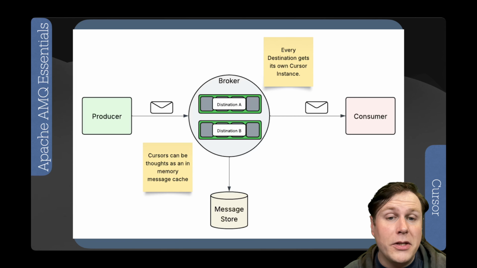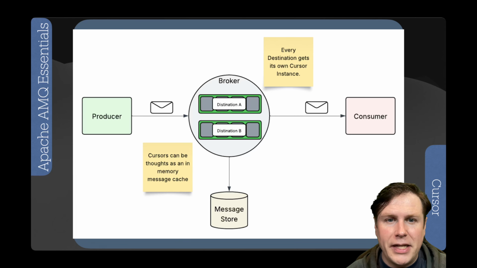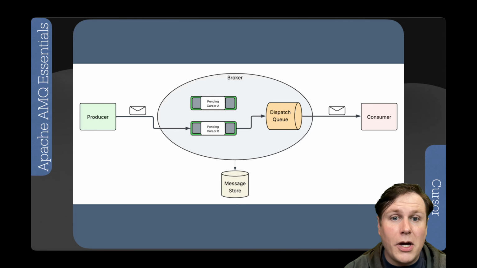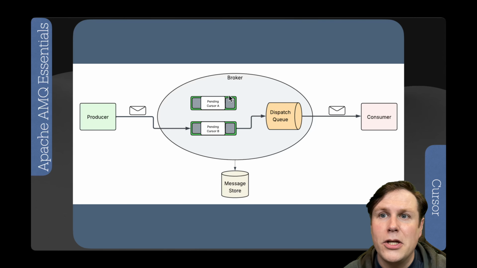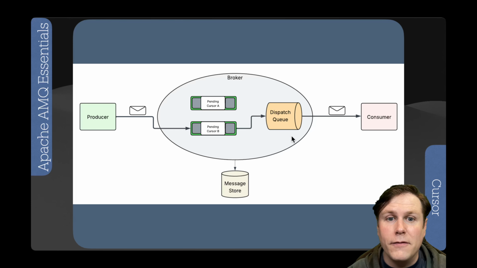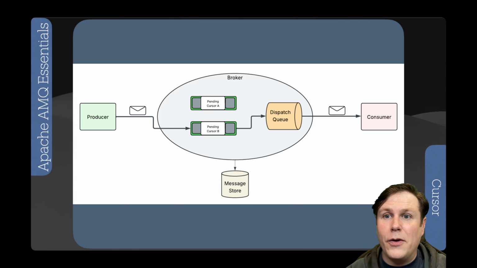We have a couple of different strategies for how we implement this particular model. An important part that we have to put in here is that each one of these is going to be using something called a dispatch queue. Underneath the hood, we have these cursors, a pending cursor for each destination, and we have a dispatch queue, which is the actual part the consumer is pulling messages out of to be consumed.